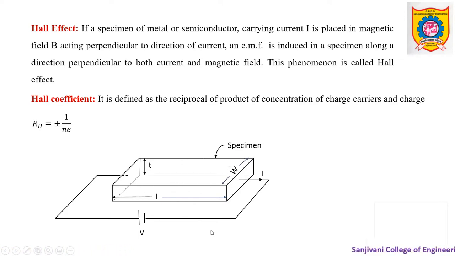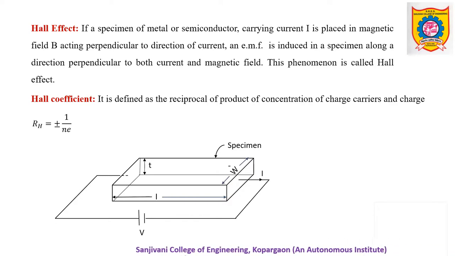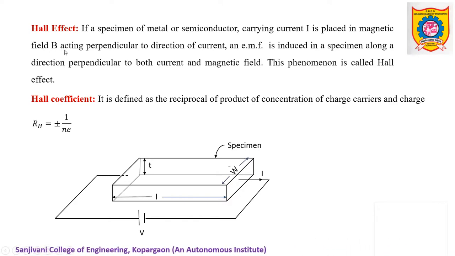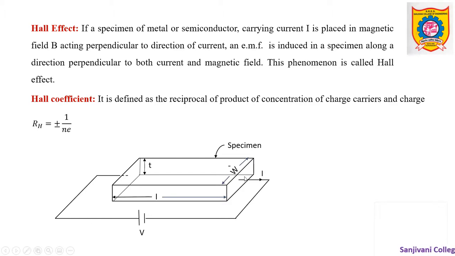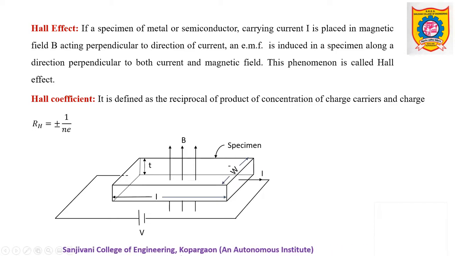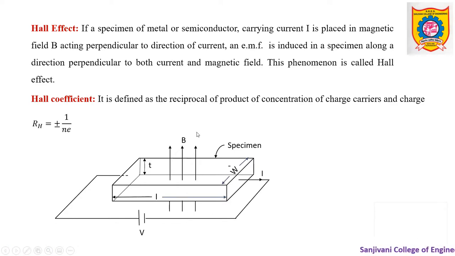Now the next step, when such a specimen carrying current I is placed in magnetic field. But how should be the magnetic field? Magnetic field should act perpendicular to the direction of current. Now which direction of current is considered? Say this is X direction. Now let us imagine that along Y direction we have applied magnetic field. This application of magnetic field consideration is very simple. We assume here one pole and at the bottom of the specimen another pole.